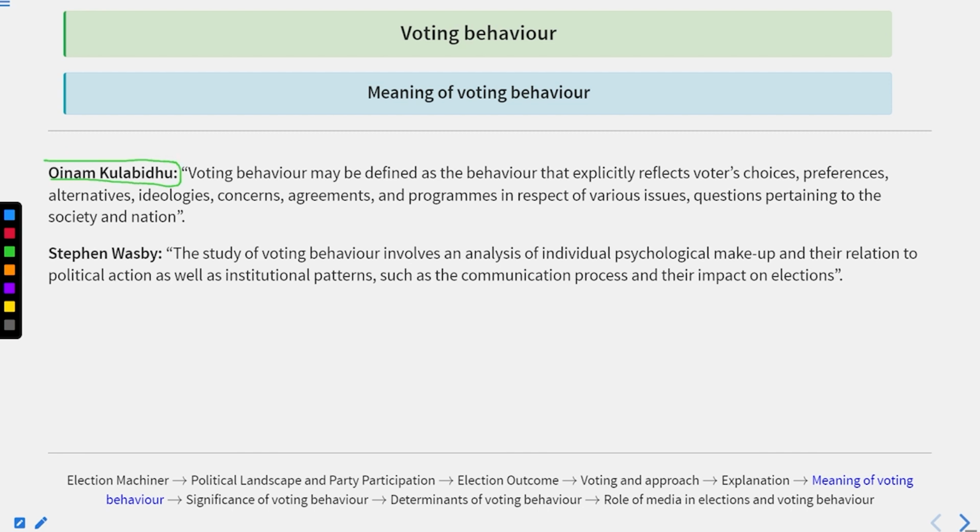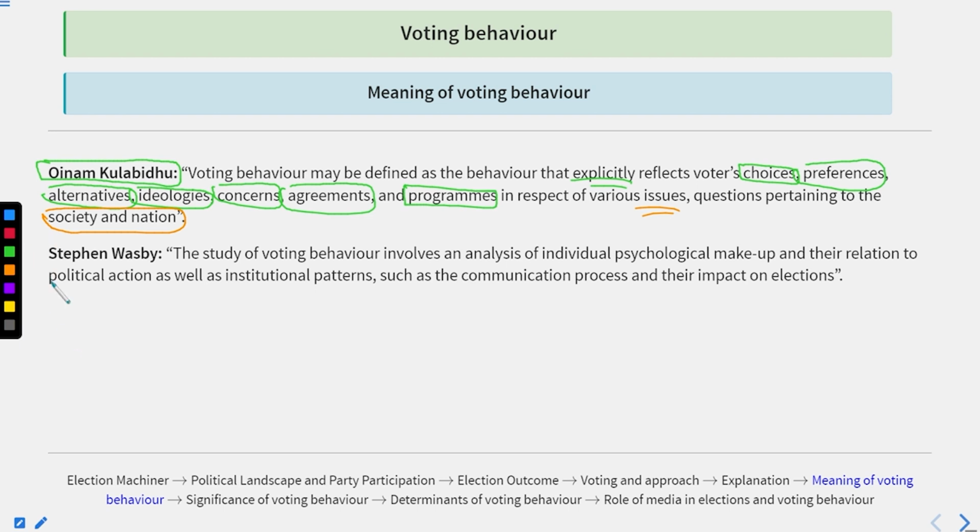After this, Oinam Kulabidu: voting behavior may be defined as the behavior that explicitly reflects voter choices, preferences, alternatives, ideologies, concerns, agreements, programs in respect of various issues and questions pertaining to society and nations.